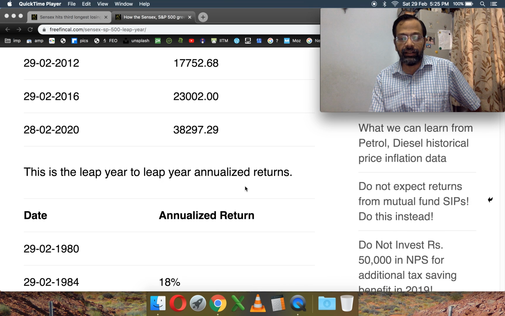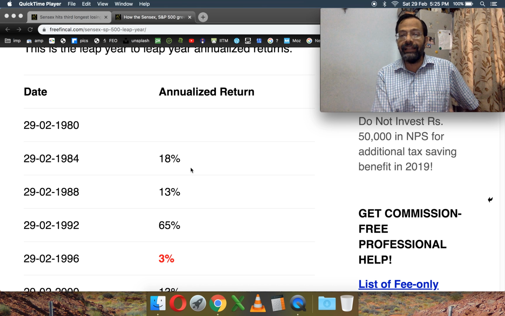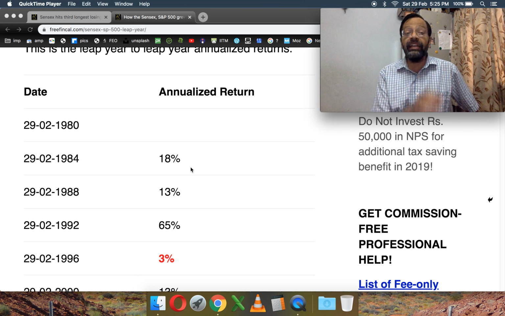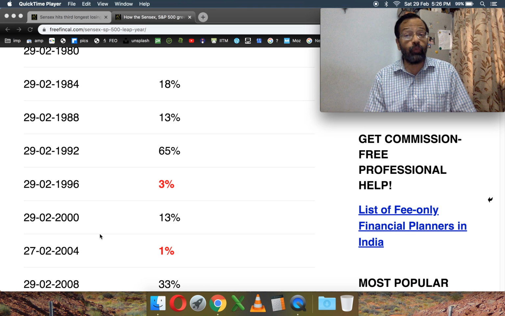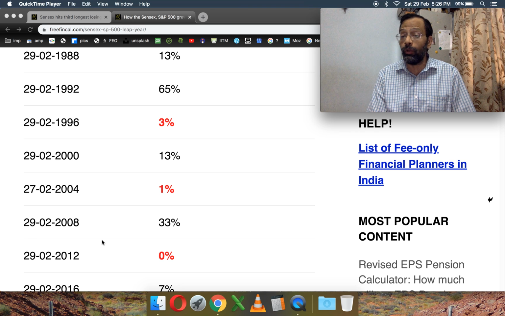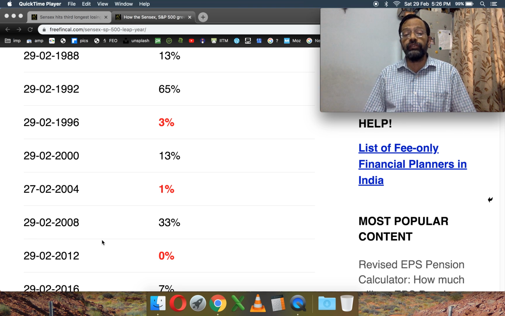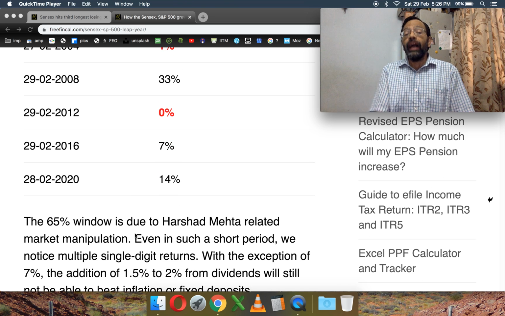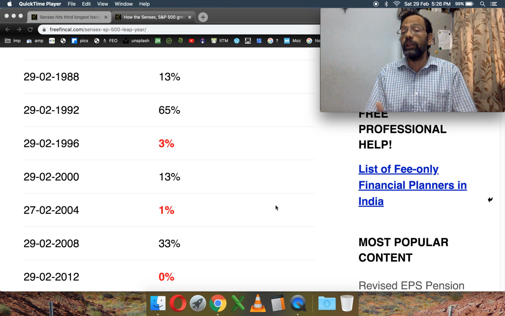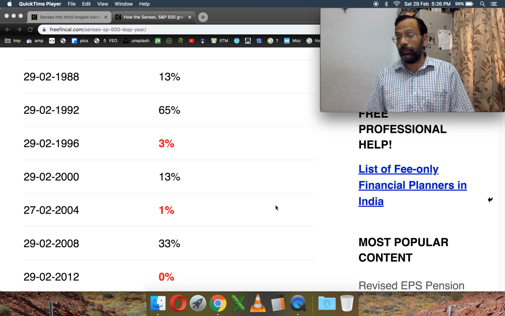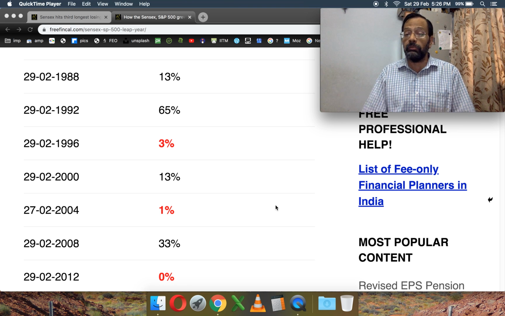And if you look at the returns, in the first leap year period, between 80 and 84, it is 18% growth, 84 to 88, 13%, 88 to 92, that's when the Harshad Mehta manipulation was at its peak, 65% annualized return. And then it fell, 92 to 96, it is only 3%. And then from 2000 to 2004, it was just 1%. And 2008 to 2012, after the crash and the recovery and the recession and so on, it is just about nothing, 0%. It didn't fall much. And then between 2012 to 2016, it is 17%. Of course, 2012 to 2016 is 7% excluding dividends. And for the other ones that I mentioned, the 0%, 1%, 3%, even if you include dividends, it would still not have beaten the fixed deposit options that were available at that time. It would still not have beaten the inflation at that time.